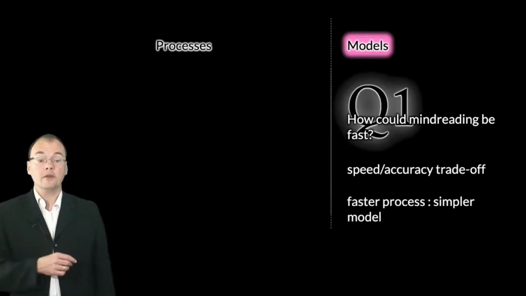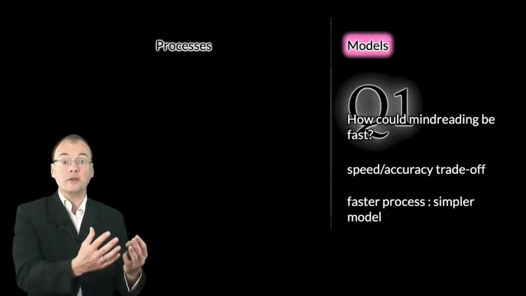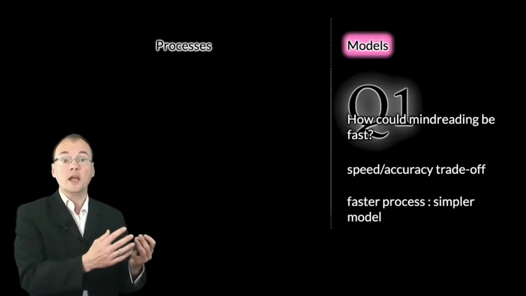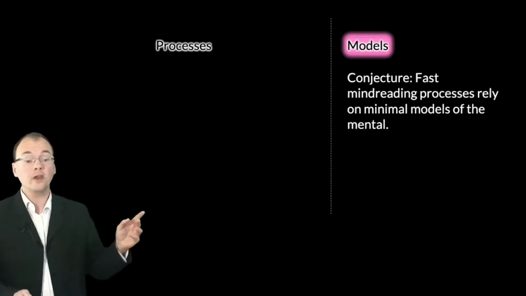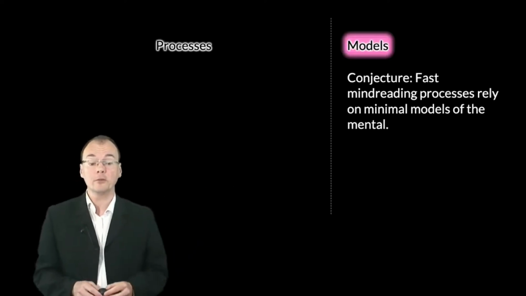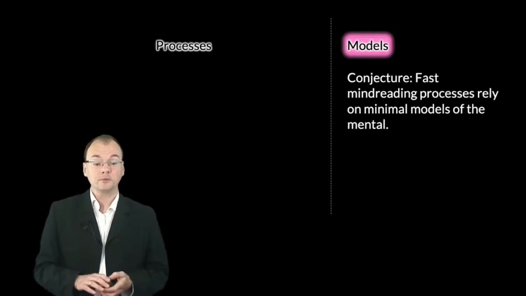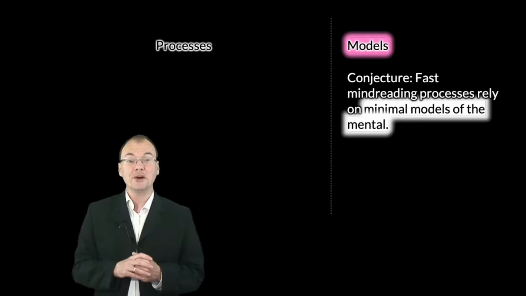So what we want by way of a conjecture is one that says, look, a faster process involves this simple model, and a slower process involves this more elaborate model, and then we can use that difference to make predictions. So the conjecture that I'm offering you is that fast mind reading processes rely on minimal models of the mental. And then you're like, Steve, what's a minimal model of the mental?